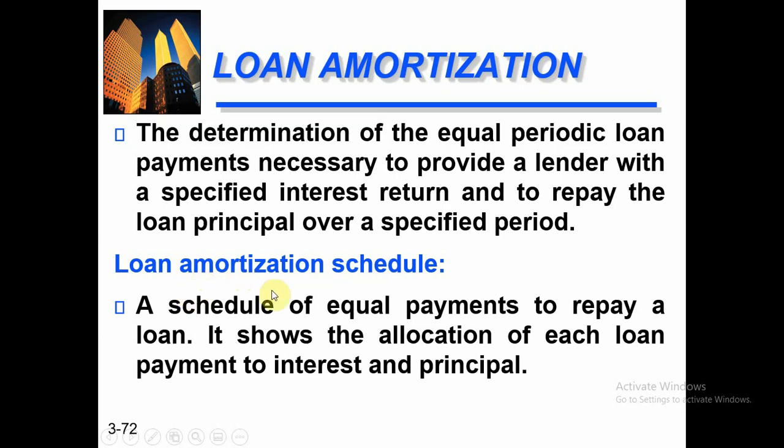A loan amortization schedule is a schedule of equal payments to repay a loan. It shows the allocation of each loan payment to interest and principal. Basically, this schedule shows how your payment has been allocated to your interest payment and the principal payment.